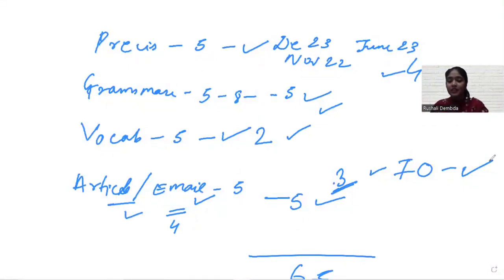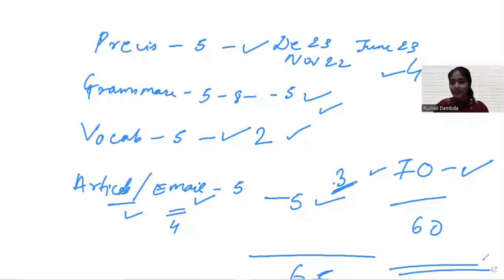Considering all things, like if something may go wrong, you will come to 60 at least. That is our target. 60, 65 is our target always. I hope this bifurcation of the chapters and understanding which chapters are important for you has helped you.